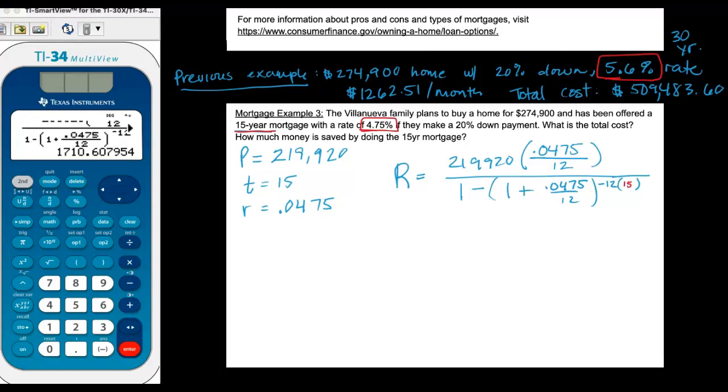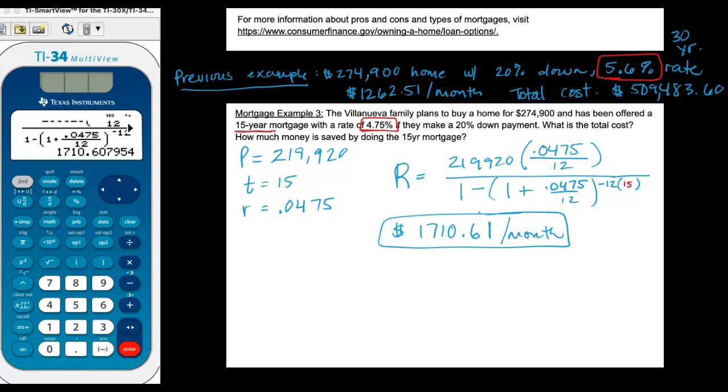And so we get a monthly payment of $1,710.61. We want to round to the nearest cent, which is 2 numbers after the decimal place, so that 0 becomes a 1 since there's a 7 after it. So this is the monthly payment. And let me show you real quick.